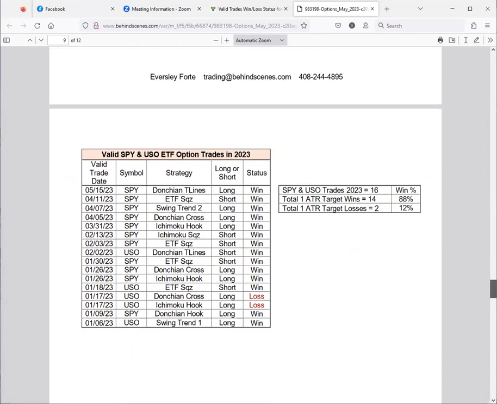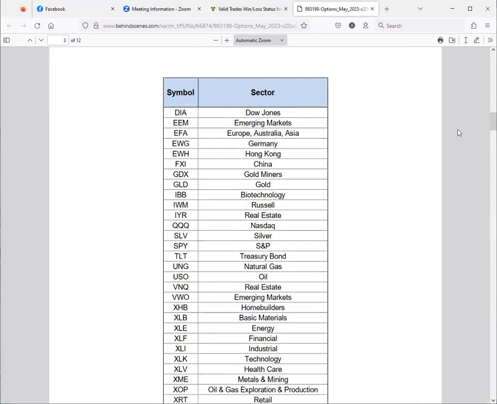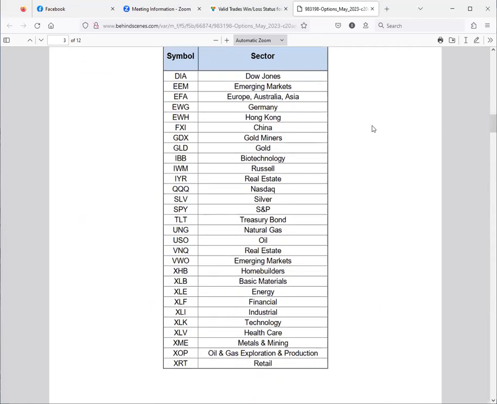Okay, this one is SPY and USO for 2023. Here's where we are right now for this year with those 2 particular ETFs. Now keep in mind, this is a full list of ETFs I just asked Becky to put together. So anything you see in a rectangular box on a spreadsheet was done by Becky. She's my trading partner and co-host.